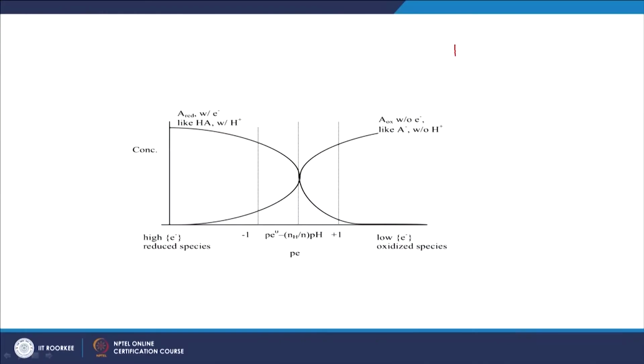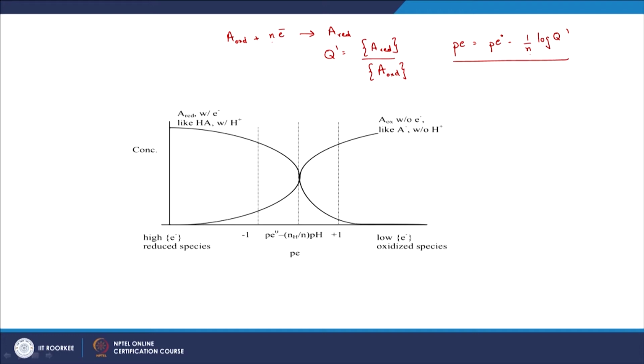So let's quickly summarize what we have been up to. We looked at developing the relevant equation for PE, which is equal to PE naught minus 1 by n log Q dash. This equation we derived from our simpler example of A oxidized form plus n electrons going to its reduced form, where n is the number of electrons being transferred, and Q dash is nothing but the activity of the reduced form divided by the activity of the oxidized form of the compound.